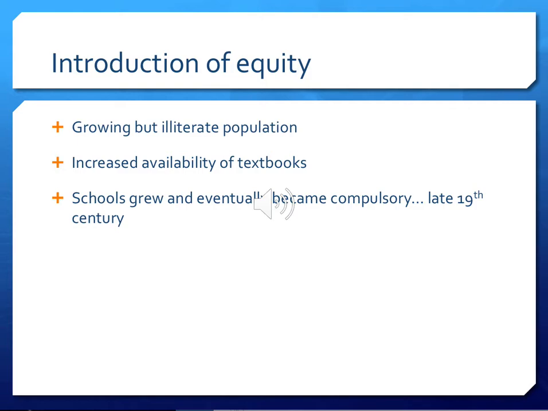In some ways, you could say that the printing press was the beginning of growth of equity around the population. So beforehand, we had a growing but illiterate population. The existence of textbooks, the possibility of getting hold of a book that might teach you how to read and write was very, very powerful. Eventually, schools grew, and it became compulsory around about the late 19th century. If you think about it, we're looking at fairly late growth in that sort of space where schools were compulsory. Late 18th, 19th century, we're only looking at something like 150 years ago.